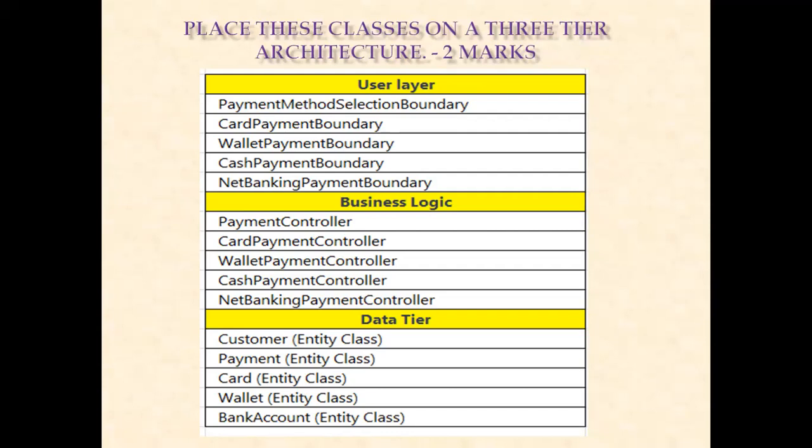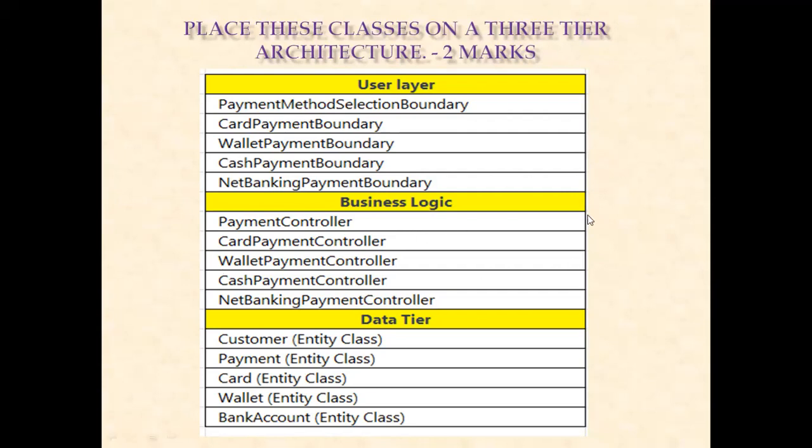We also have these guidelines which say what will come where. All the entity classes will come under the data layer, all the boundary classes will come under the application layer, and all the controller classes would come under the business logic layer.